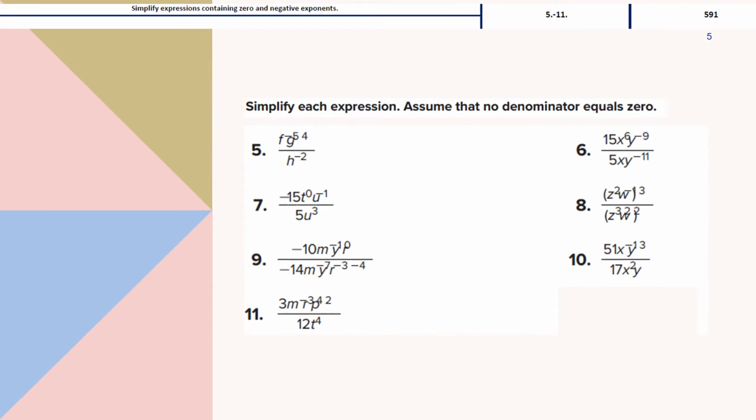Next we have simplifying each expression, assuming that no denominators equal 0. So here the learning objective is to simplify expressions containing 0 and negative exponents. So remember, I'm going to revise the rule for you. If it is a to the power minus m, it means the same as 1 over a to the power m. So you can convert a negative exponent, this is a negative exponent, to a positive exponent using this rule.